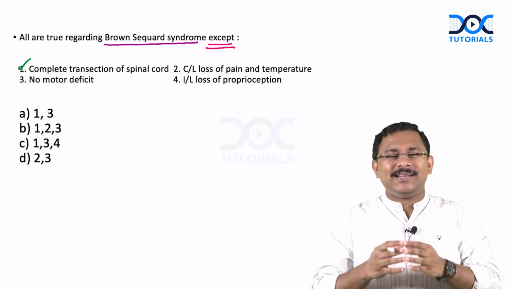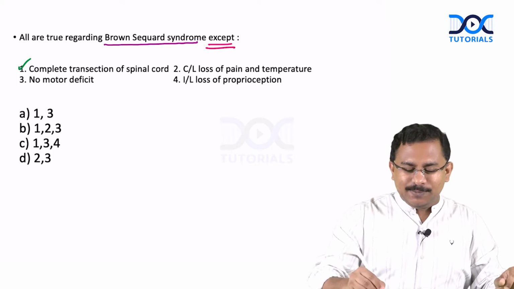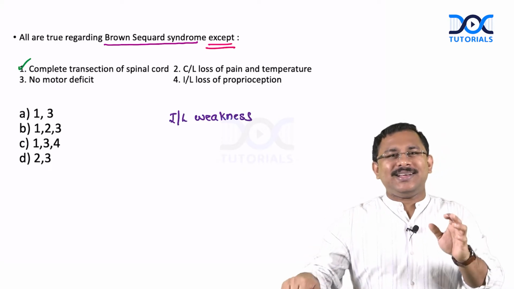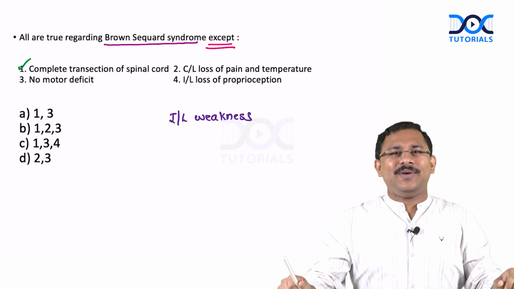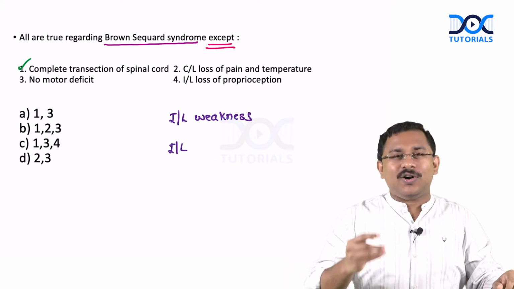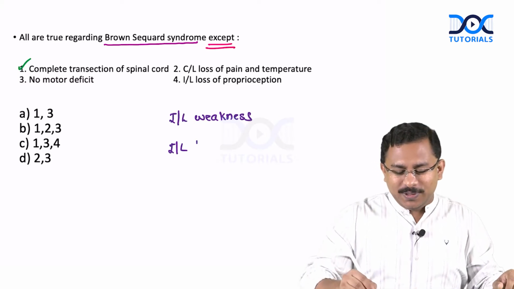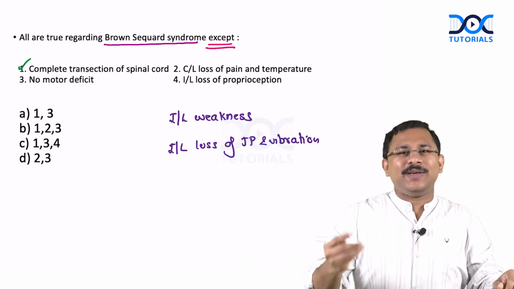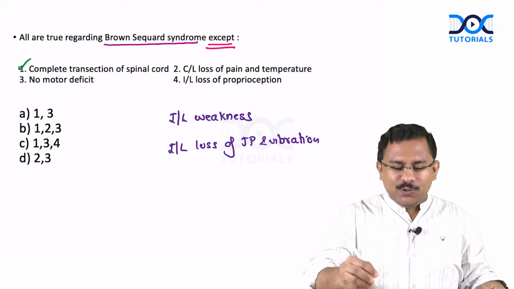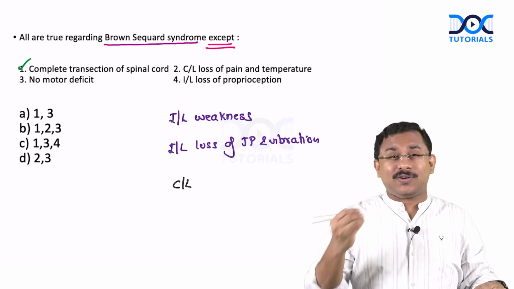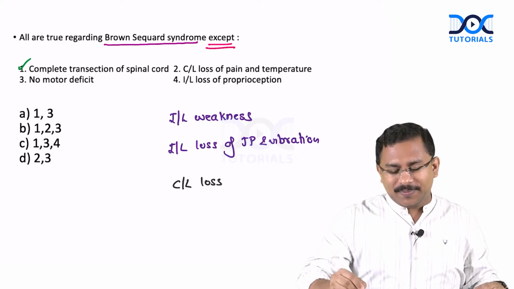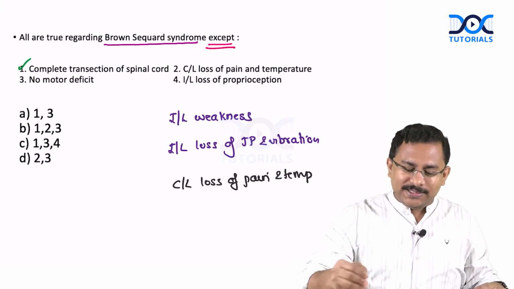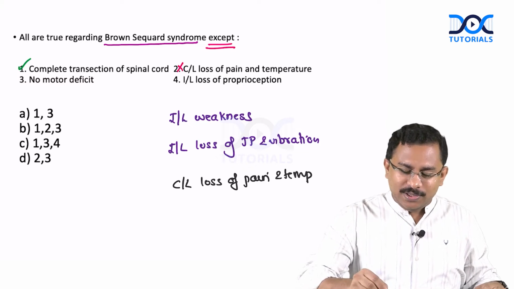The neurologic deficit that occurs in Brown-Sequard syndrome is an ipsilateral weakness, and this ipsilateral weakness is because of the corticospinal tract involvement. There is also an ipsilateral loss of joint position and vibration, and this is because of the affection of the posterior column. Whereas you will have a contralateral loss, very important, contralateral loss of pain and temperature.